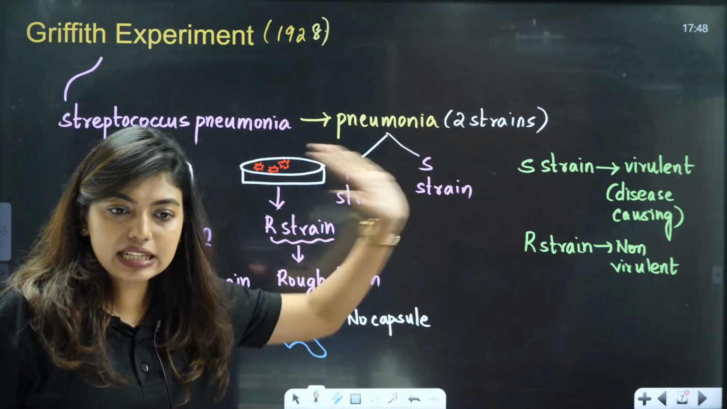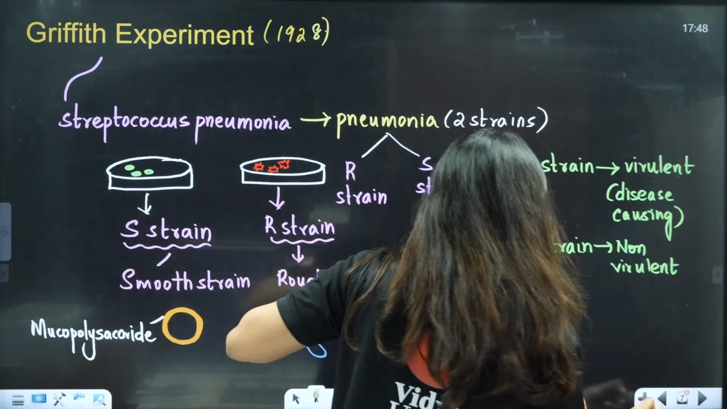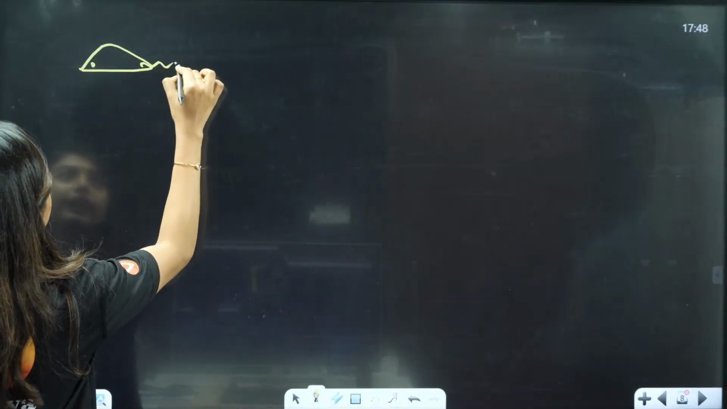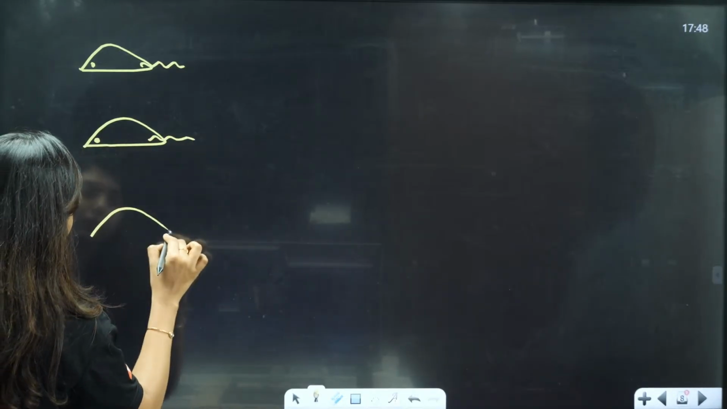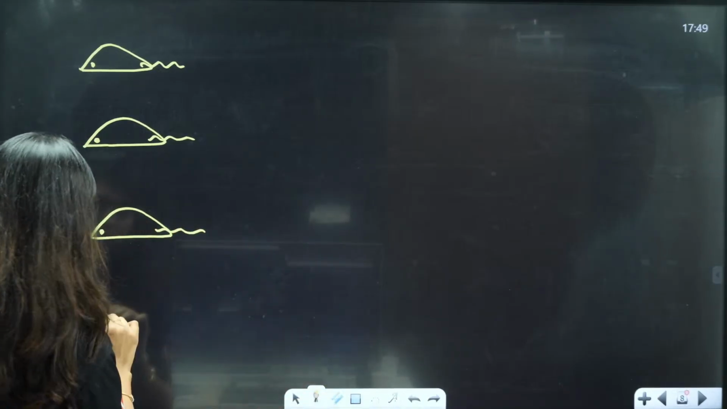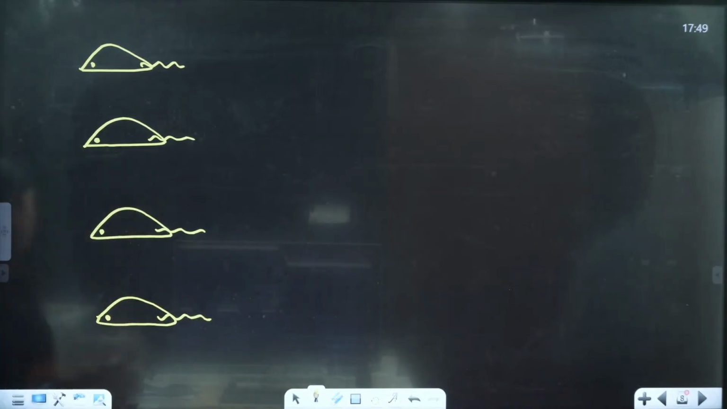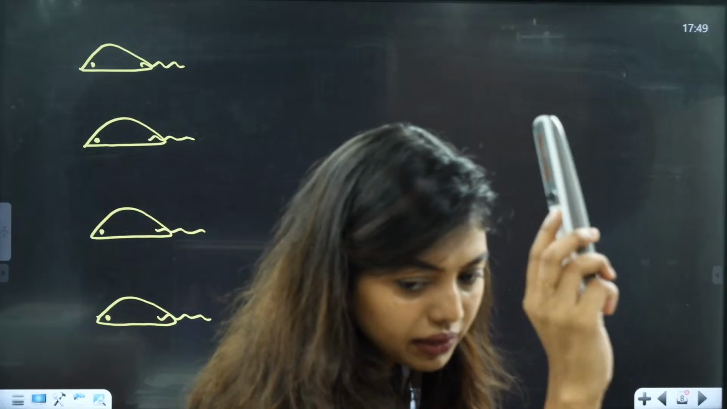Now keeping this in mind, Griffith did an experiment on mice. Griffith did the experiment on what, students? He did it on mice. So what was the experiment setup? First I will draw beautiful mice here. Mice number 1, tail. Mice number 2, mice number 3, mice number 4. Four mice are there, right? So first we will start.